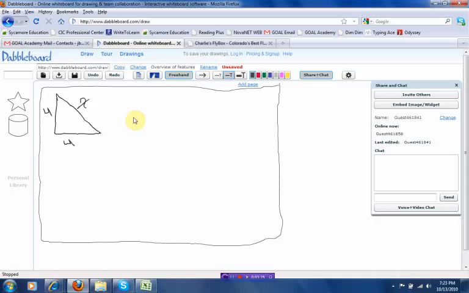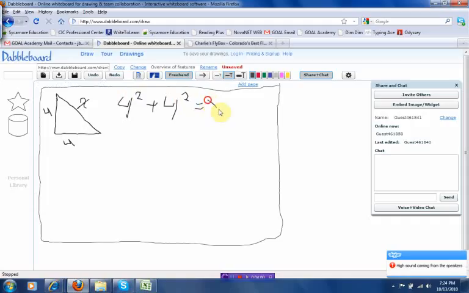Okay, good. Go ahead and write on there, or tell me how you think you'd start it. If it's hard to write, you can just tell me too. Okay, I think it's 4 squared plus 4 squared equals x squared. Correct. Right there, right?